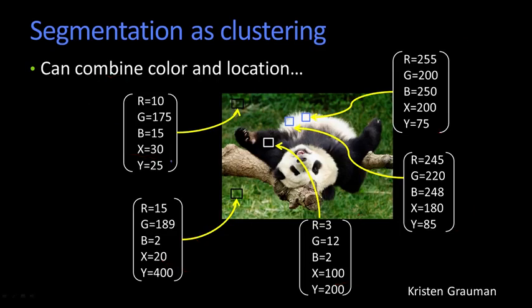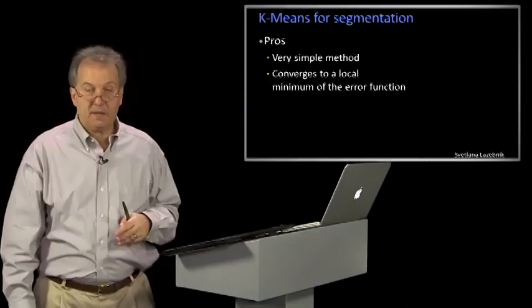So notice that if I include the X and Y here, for example these two pixels, this green up on the top left and the green on the bottom left, they can't be clustered in the same segment because they're different along some dimension, namely the Y dimension. So that's the utility of adding these dimensions.